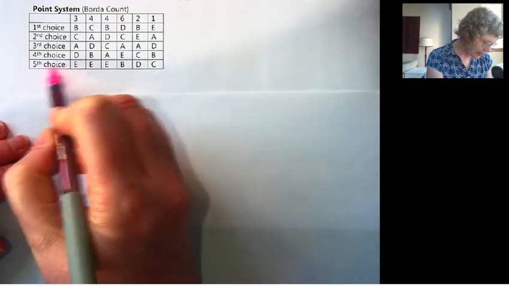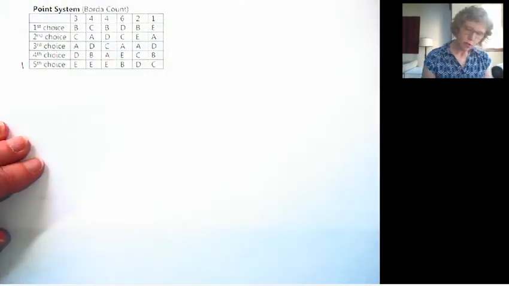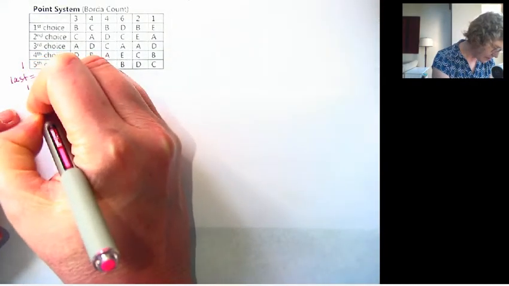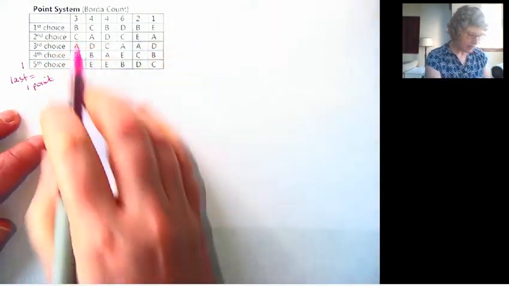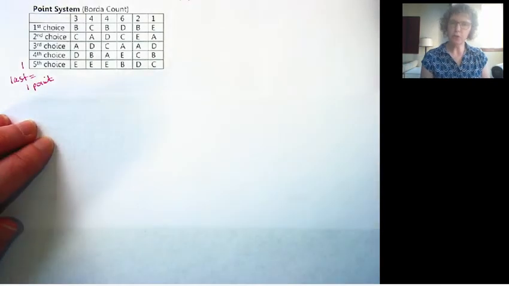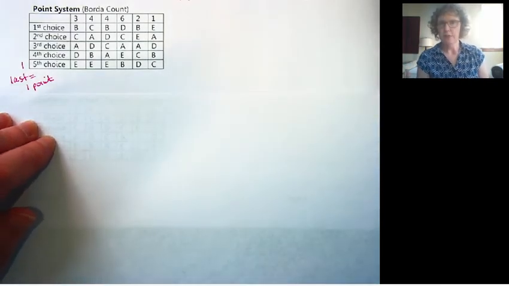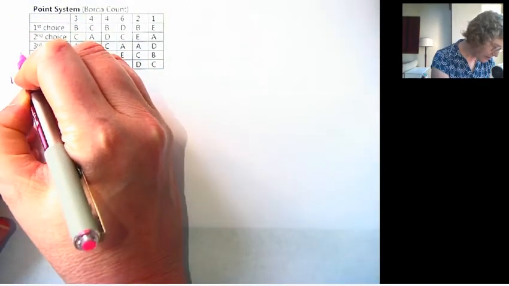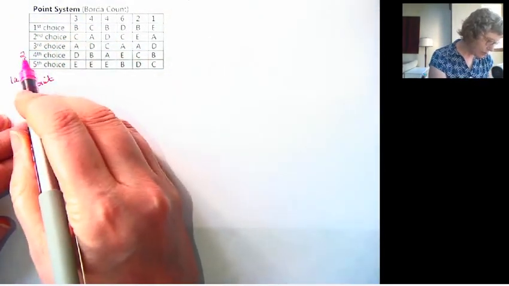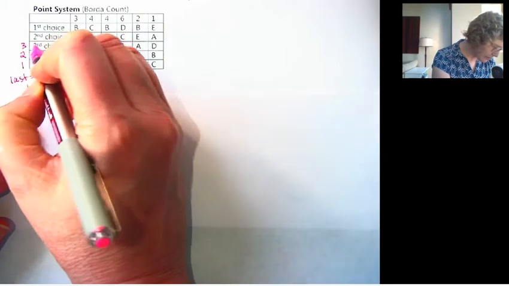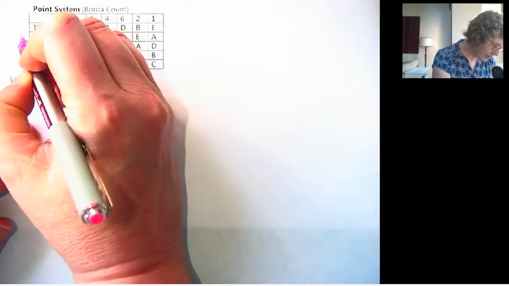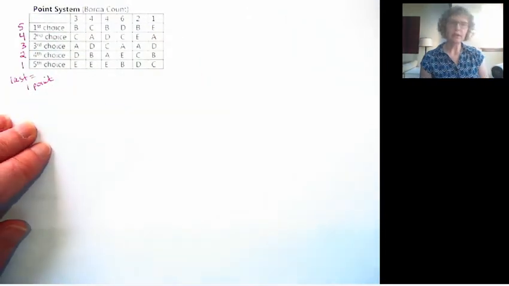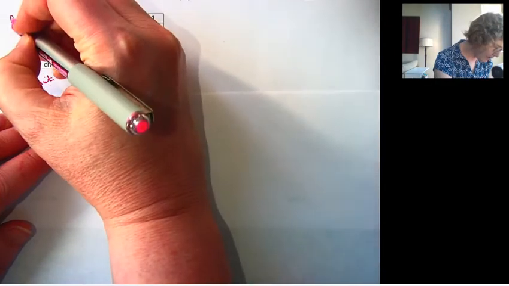So the last choice is always 1 point. Because depending on how many candidates or how many options you're voting on, you could have 5 or 10 or 3 or 7. So the last one is always 1, and then we count up from there. So the fourth choice would be worth 2 points. Third choice is 3 points. Second choice is 4 points. And first choice is 5 points. So these are the points.